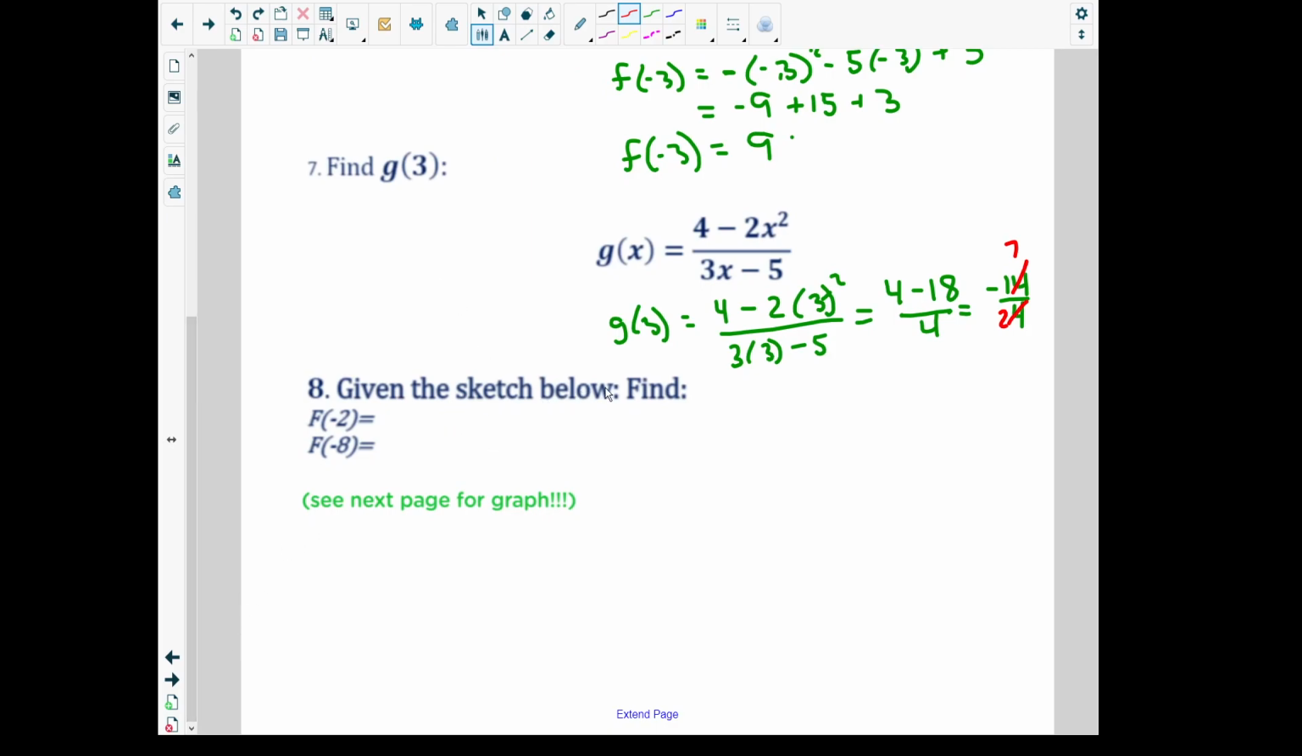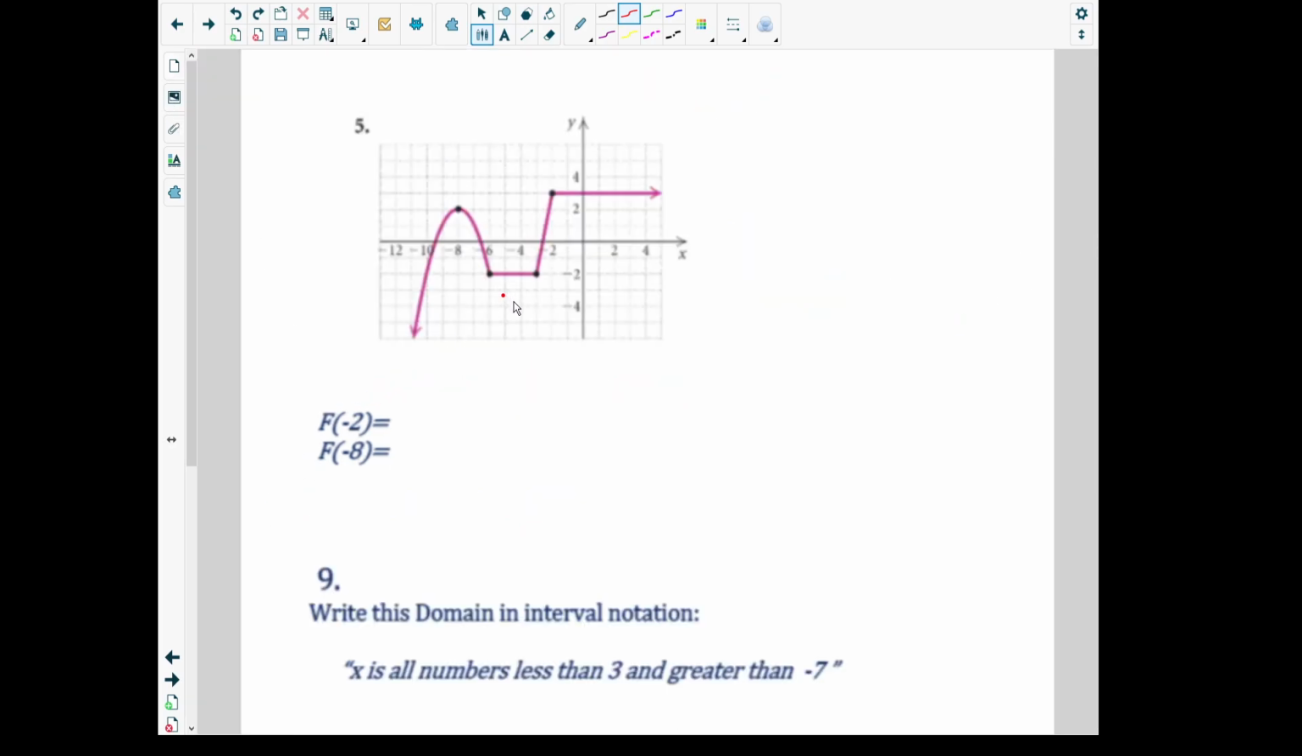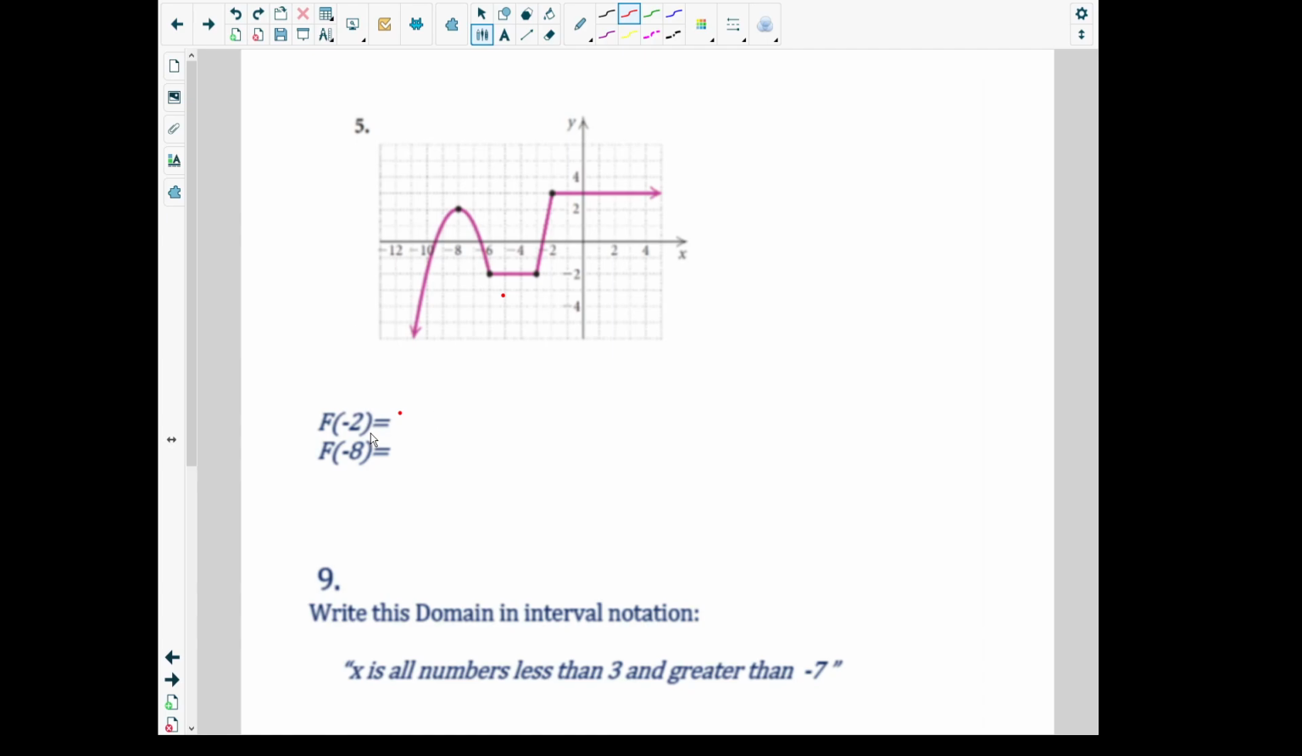Okay, given the sketch below, find this. So I think I'm on the next page for these guys, right? Yeah. So what I'm going to do is try to steal. Well, okay. Luckily, they got copied over, right? See, so that's right over here. So what is f of negative 2?